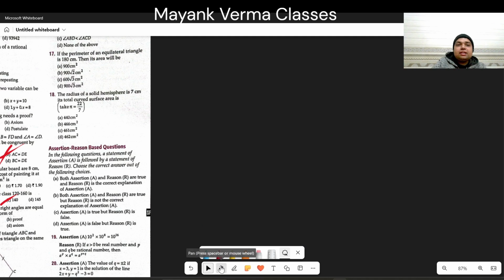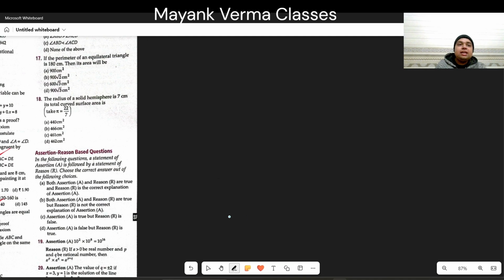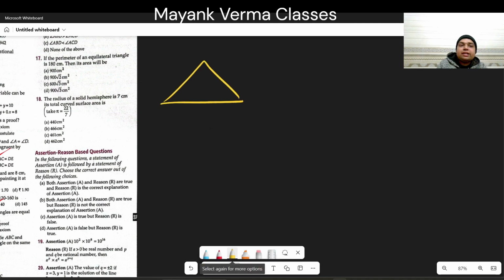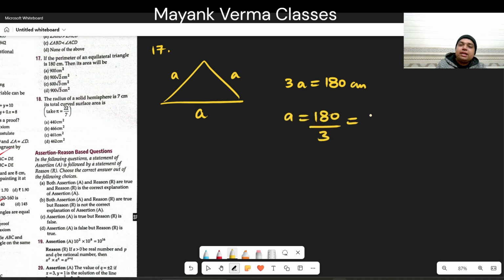Now in the 17th question, it says the perimeter of an equilateral triangle is 180 centimeters. So there is an equilateral triangle. Let's name the side as a. So 3 times a is given as 180 centimeters, that is the perimeter. So a will be 180 by 3. 3 6s are 18. So 60 centimeters will be the side of this triangle.